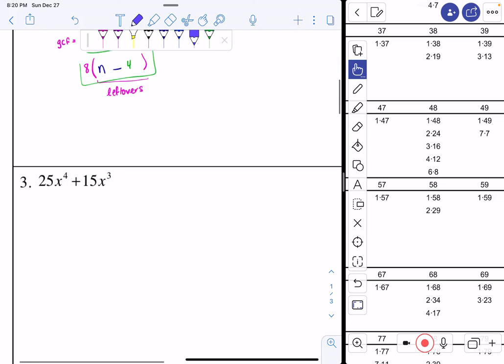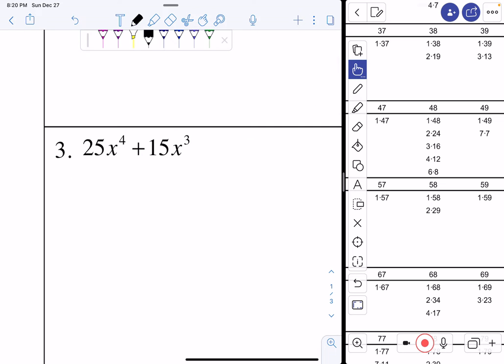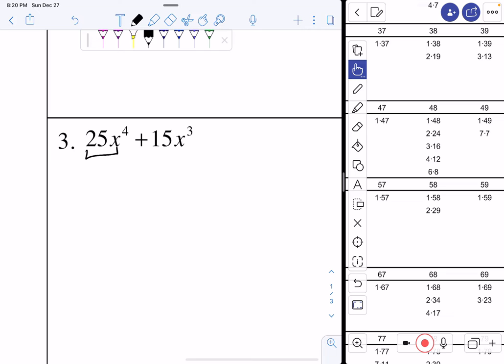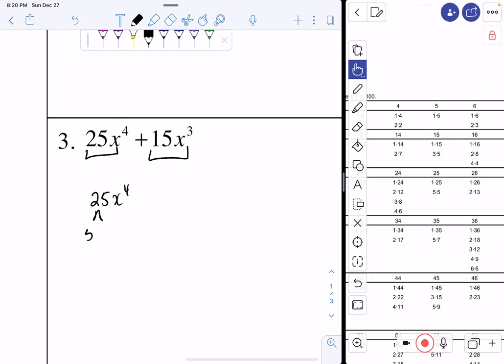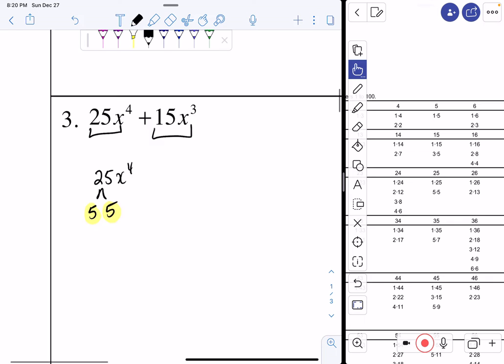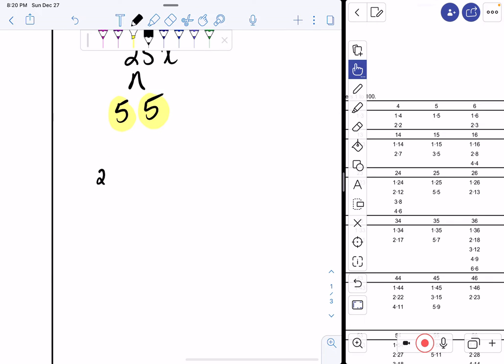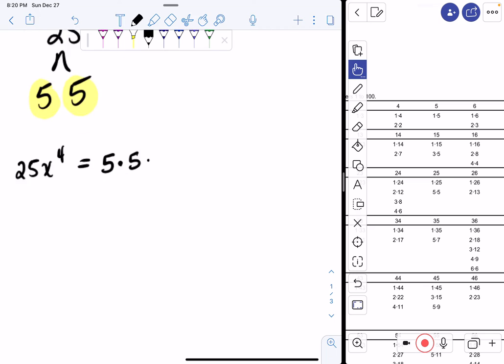All right, let's do the next example. Now I have to ask myself, how do I break apart a 25x to the 4th? Well, if I look, 25, I can break apart as 5 and 5. And I know 5 is prime. So I can say 25x to the 4th, I got 2 5s. And I have 4 x's.